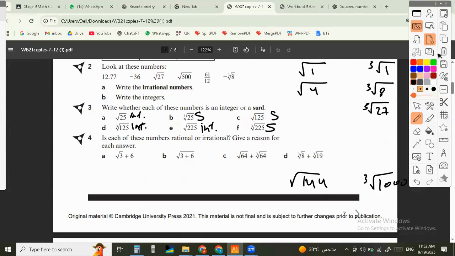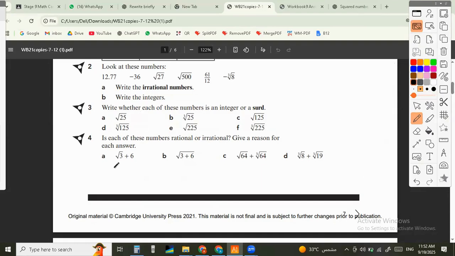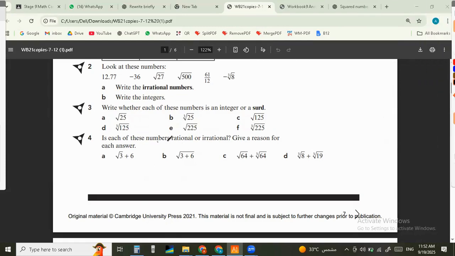All right, so let's continue. Now, square root of 3 plus square root of 6. They want you here to write whether it is rational or irrational.